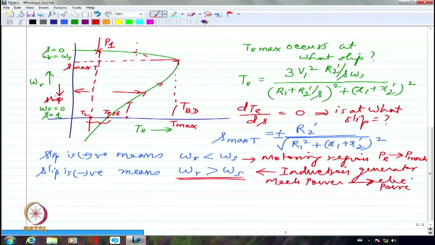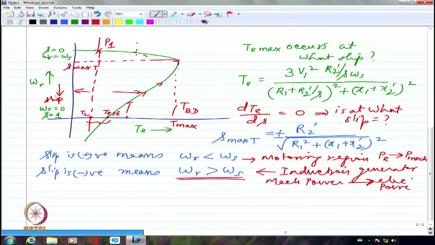So you will have only one of the operating points possible, which is actually coming over in the stable region rather than in the unstable region, where it is just going and going, increasing in terms of its speed. That is essentially an unstable operating point. So the stable operating point will be only this. So P1 will be the operating point.